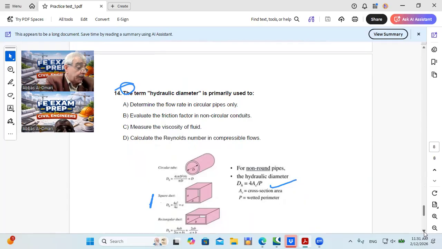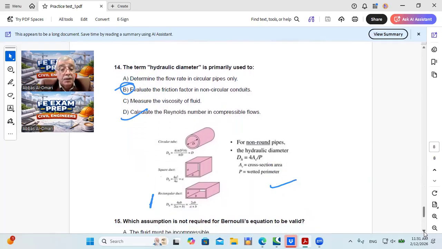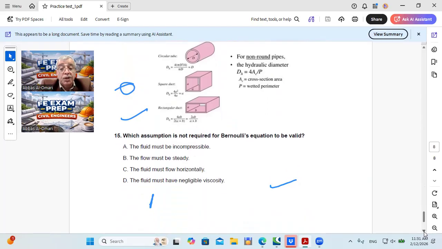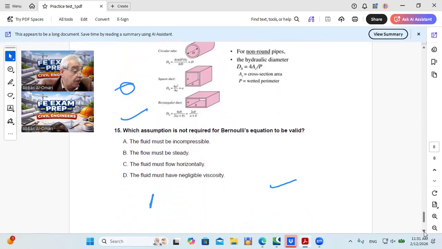So the hydraulic diameter is defined to determine flow rate in circular pipes. This is not correct. Evaluate the friction factor in non-circular pipes. So this is the correct answer. Measure viscosity is not correct, and calculate the Reynolds number in compressible flow. This is not correct. So the correct answer is B, evaluate the friction factor in non-circular conduits. So this is the correct answer. So the next question, which assumption is not required for Bernoulli equation to be valid?